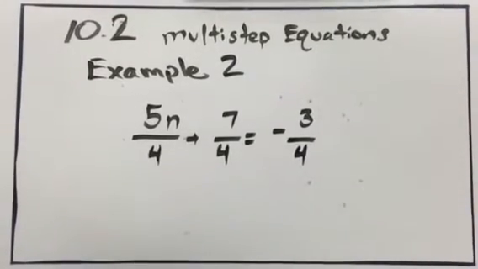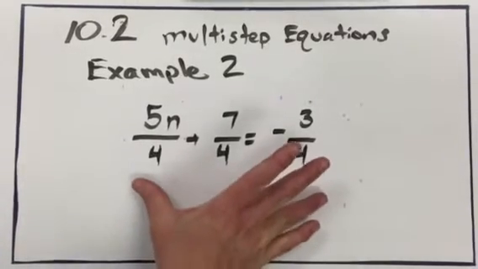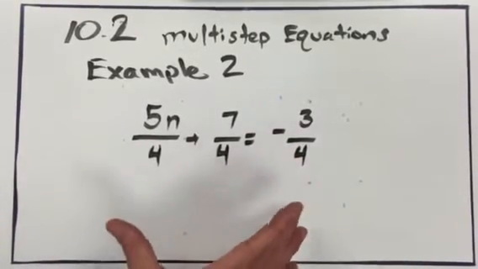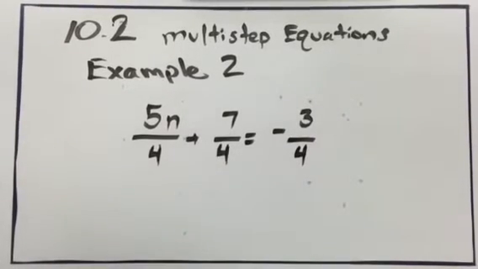Okay, so we're still on 10-2, multi-step equations, but this is example number 2. So here's the problem. And at first, this looks like a really challenging problem, but we can actually solve this in a very simple way, just using one more step to the actual process.